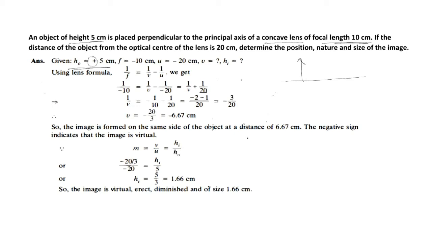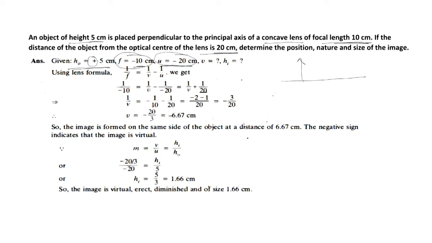For the concave lens, the focal length is negative because in the case of concave lens, the focus is placed left to the optical center, that we had discussed in the previous lectures. If the distance of the object from the optical center is 20 centimeter, so it is given object distance is equal to 20 centimeter. So object is always placed left to the optical center, so it is negative.